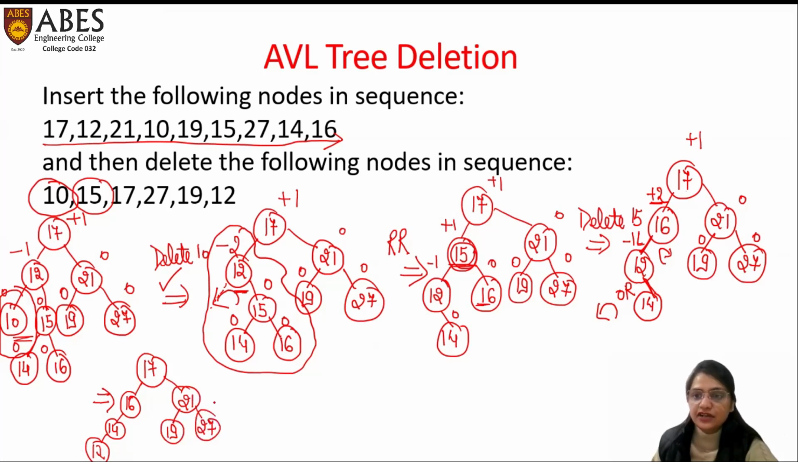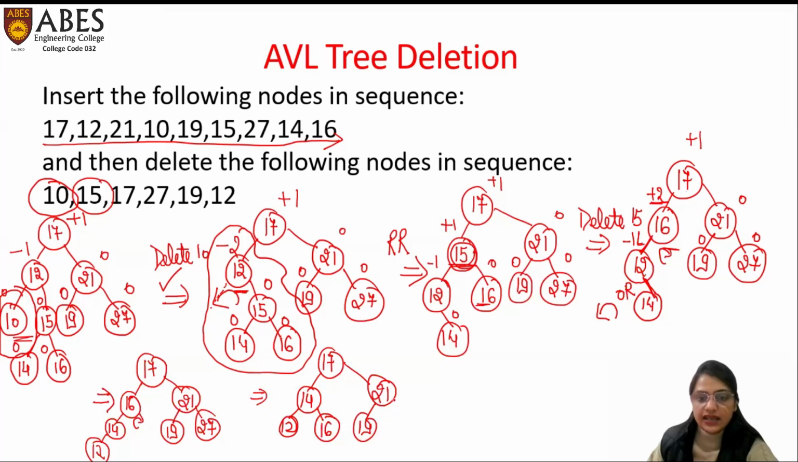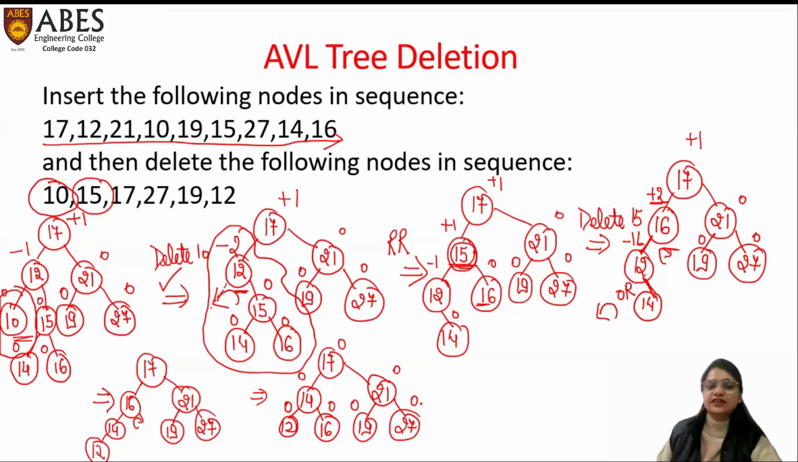First part rotation has been done, then we have to perform descent. Then it will be 17, 14, 12, 16, then 21, 19, and 27. Then we have to calculate the balance factor of each node again. It will be like this. Till here, we have a balanced tree.